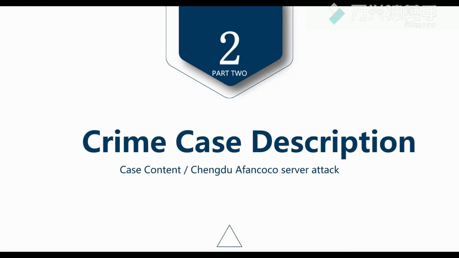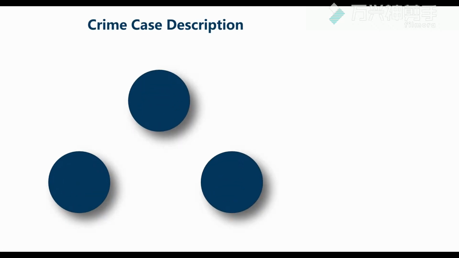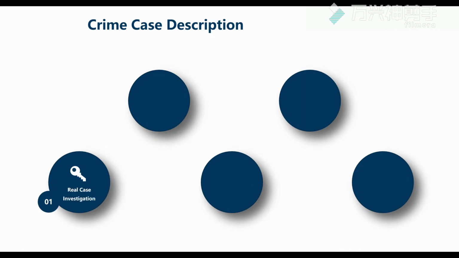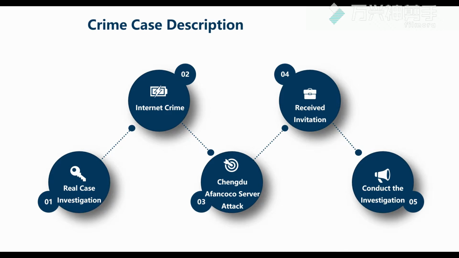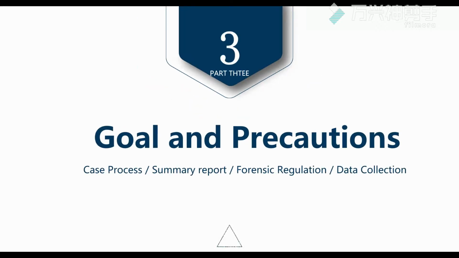The next part is the crime case description, including case content and the Chengdu Afankeke server attack. Our whole crime case description is divided into 5 parts. The first part is the real case investigation, and the second part is what we do in internet crime, and the third part is the Chengdu Afankeke server attack. The next part is that we received the investigation and checked the regulation. And the last part is that we carry out the investigation. Then our team member Mr. Huang will give us more detail about the investigation.